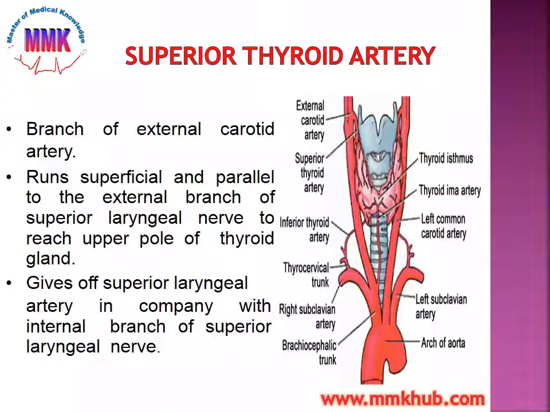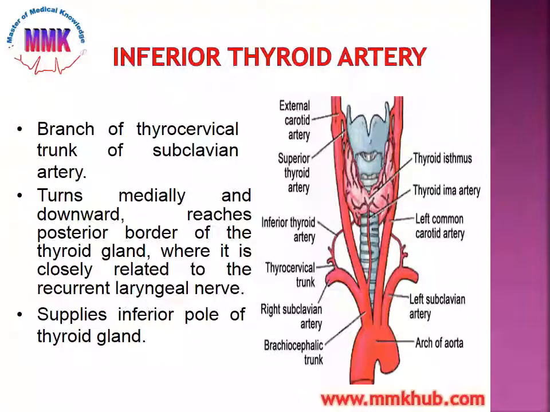It gives off superior laryngeal artery in company with the internal branch of the superior laryngeal nerve, while the inferior thyroid artery is a branch of the thyrocervical trunk of the subclavian artery. It turns medially and downward and reaches the posterior border of the thyroid gland, where it is closely related to the recurrent laryngeal nerve. Inferior thyroid artery supplies the inferior pole of the thyroid gland.